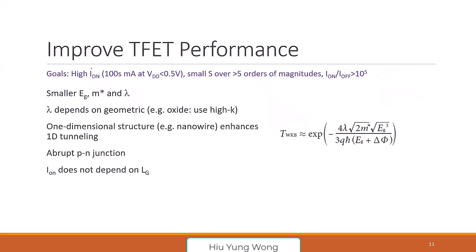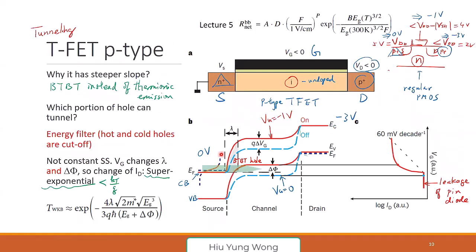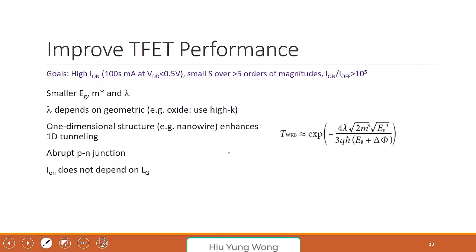So how can we improve the tunnel FET performance? We want to have a high ion, right? Small subthreshold slope, and then a high ion-to-ioff ratio, right? So we can make the band gap smaller, and reduce the effective mass and the lambda. This is the lambda, the tunneling width, okay? How can we reduce it?